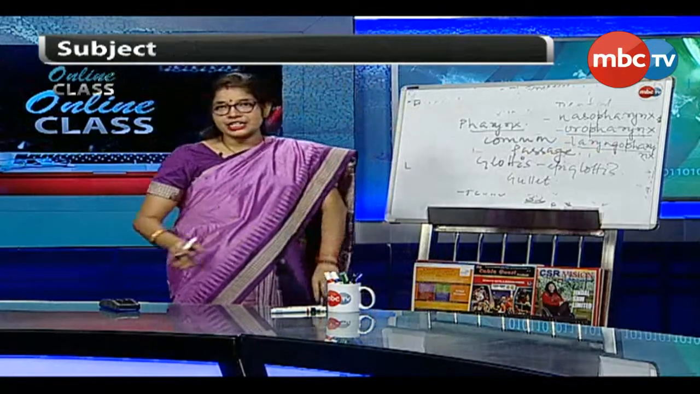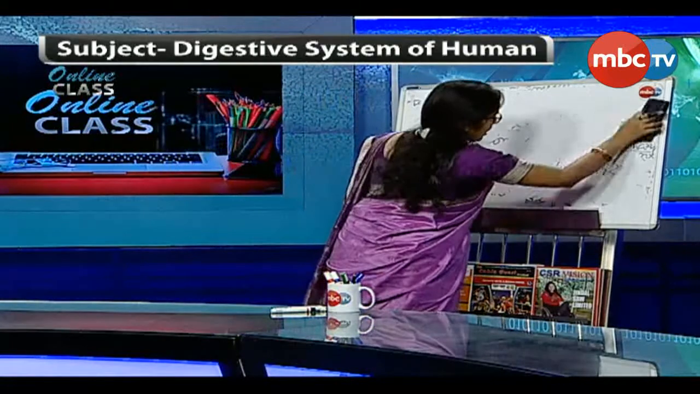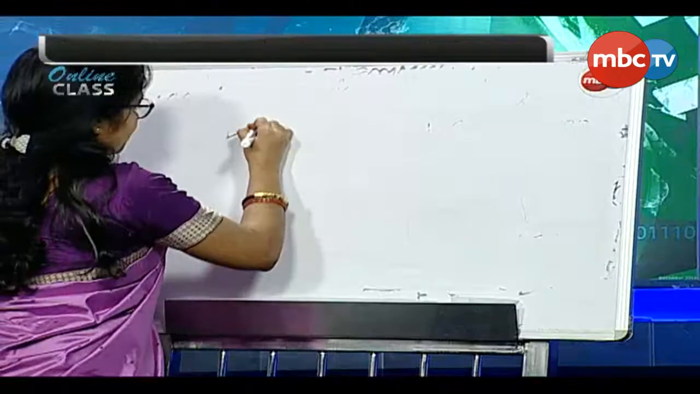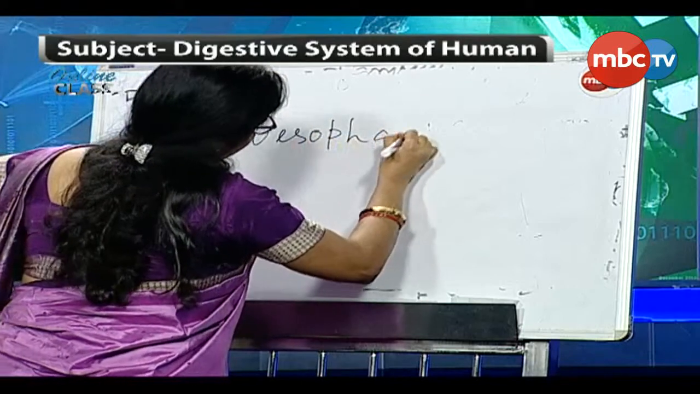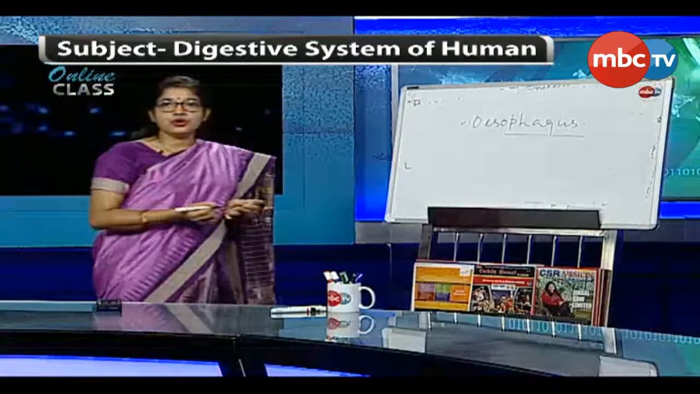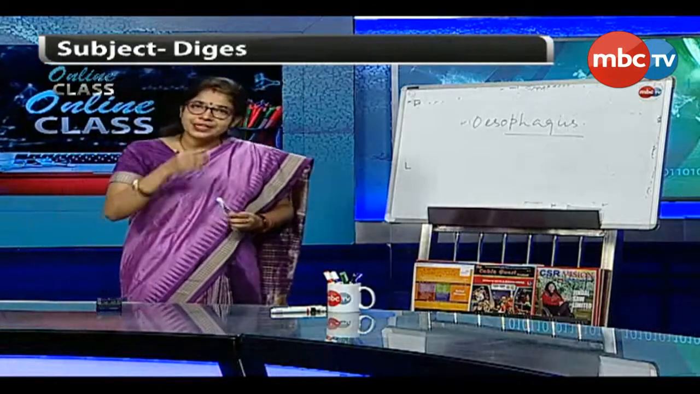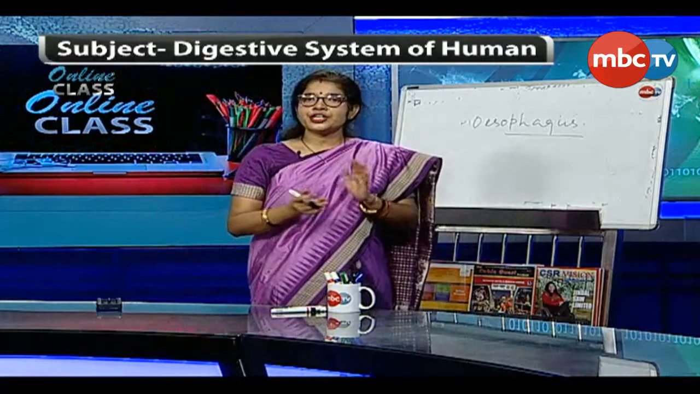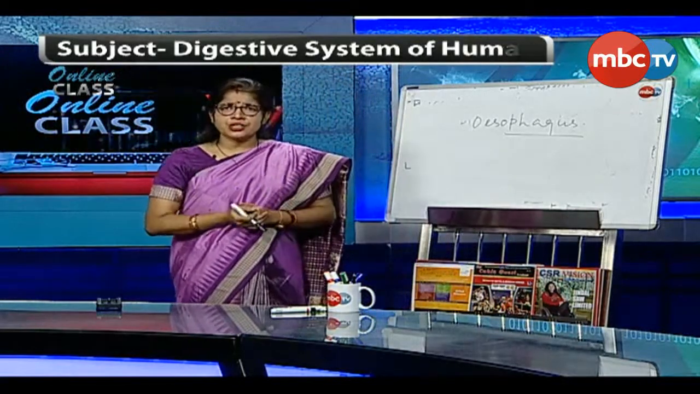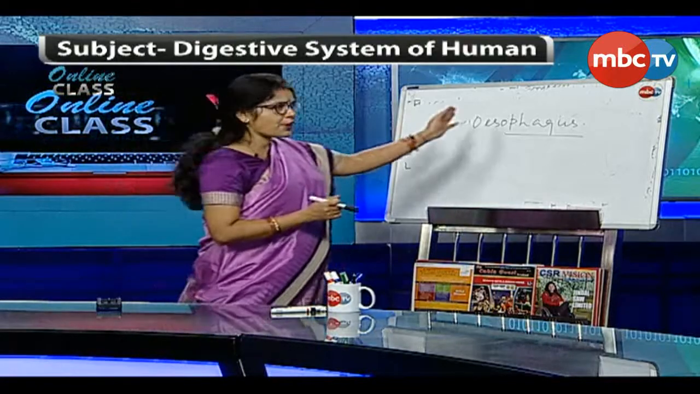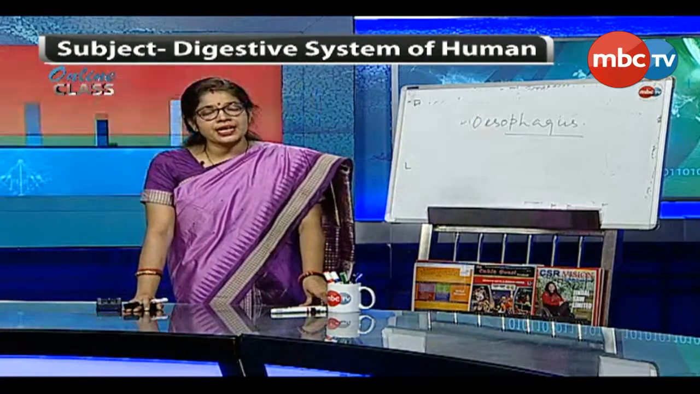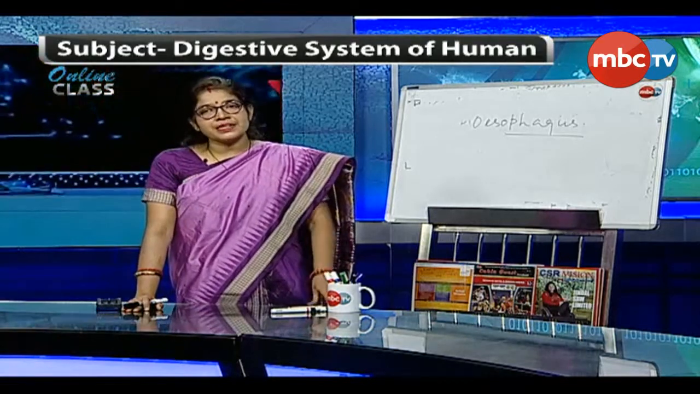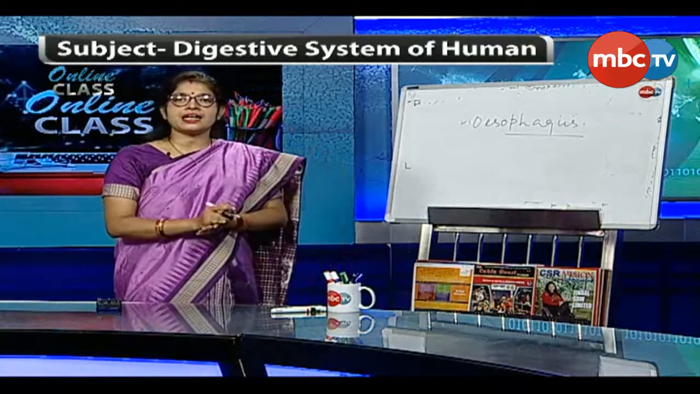Then the pharynx leads into the next part of the alimentary canal, that is esophagus. Esophagus is also known as food pipe. It is a tubular structure. The wall of the esophagus is formed by muscular structures, and those muscles are mainly formed by longitudinal and circular muscles. So, what is the function of the longitudinal and circular muscles which are forming the walls of the esophagus? Those longitudinal and circular muscles help in rhythmic contraction and relaxation. The circular muscle helps in contraction and the longitudinal muscle helps in relaxation.